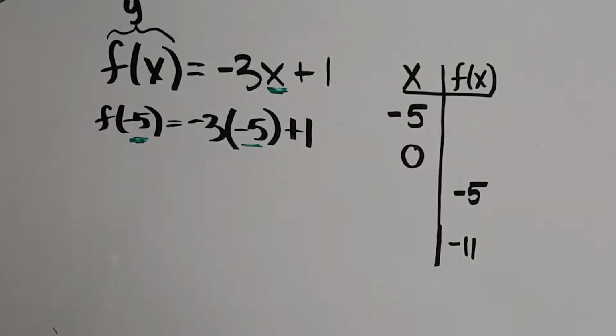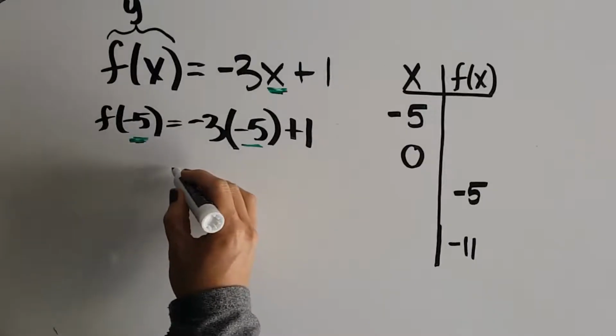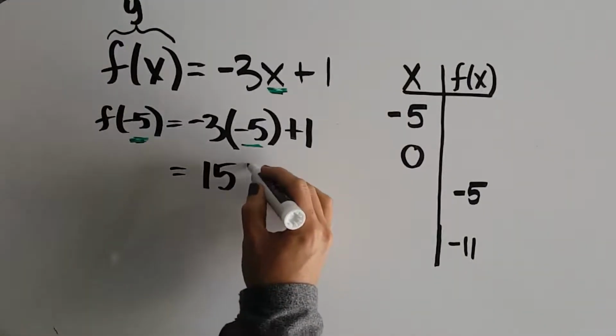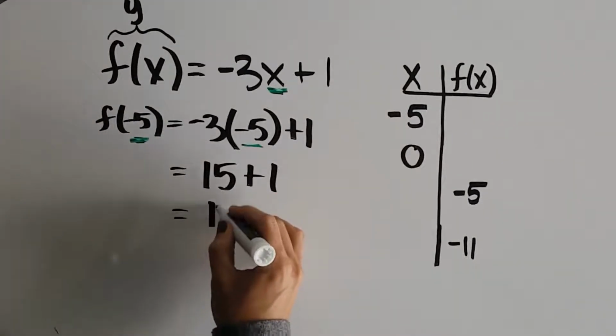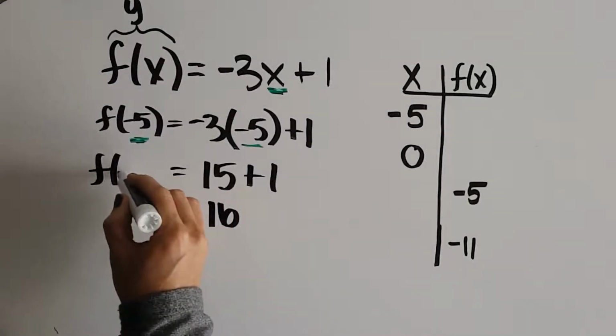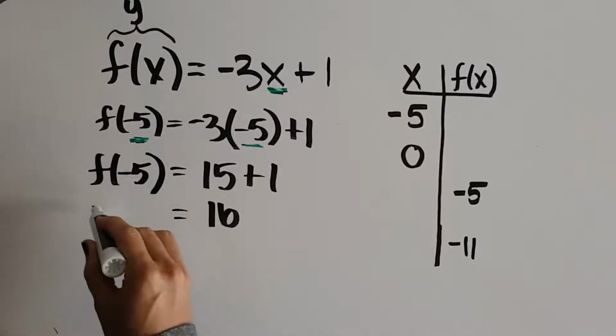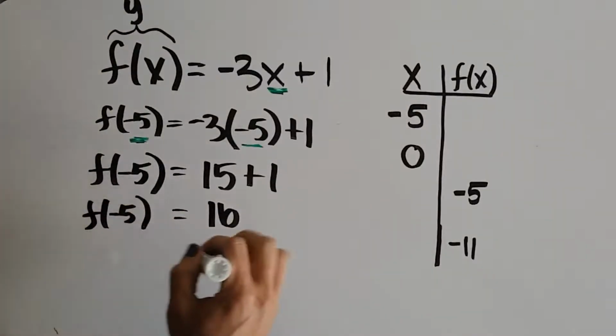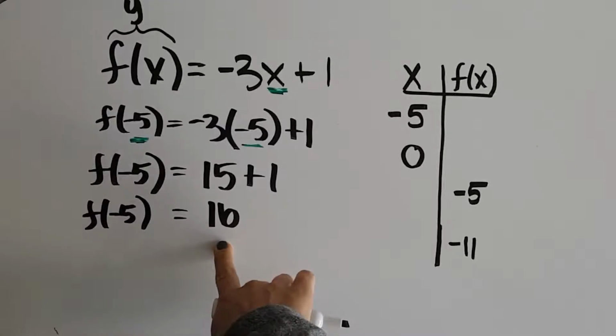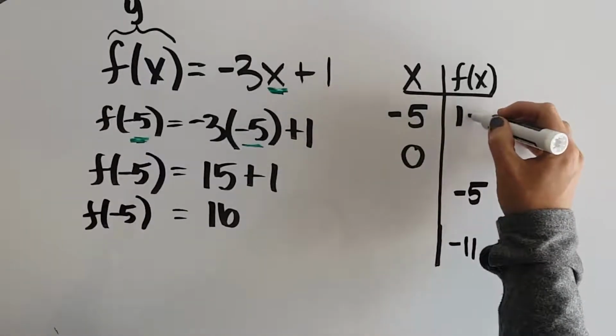Well, now this is just something that we can simplify. Negative 3 times negative 5 is positive 15, plus 1 would give us 16. So this means that when my input into function f is negative 5, I get out a 16. So that would be our output value for the table.